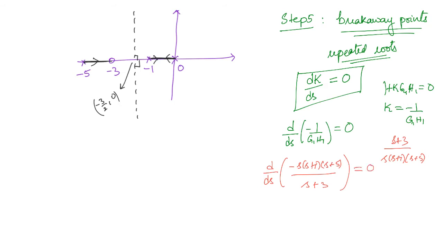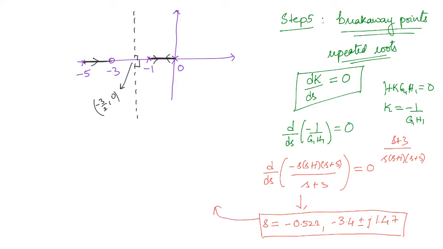When you do this, you will get the values of s as s equal to minus 0.522 and minus 3.4 plus or minus j1.47. Now once you get these values of s, the next step is to find out which of these points lies on the root locus. Check which point lies on the root locus. So how do you check this?